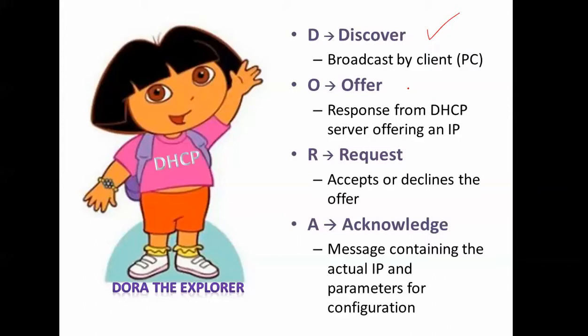Then comes the O, the offer. That's when the server says, hey, I do have an IP address for you, and basically says, I could give you such and such an IP address. Would you like that? So it doesn't really deliver the IP address, it just delivers an offer. So the server responds. Then the request. The PC, or the client, within that DHCP request message, accepts or declines that offer, and then the server comes back with the acknowledgement.